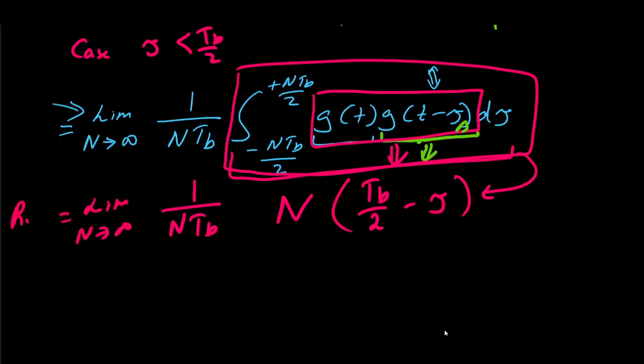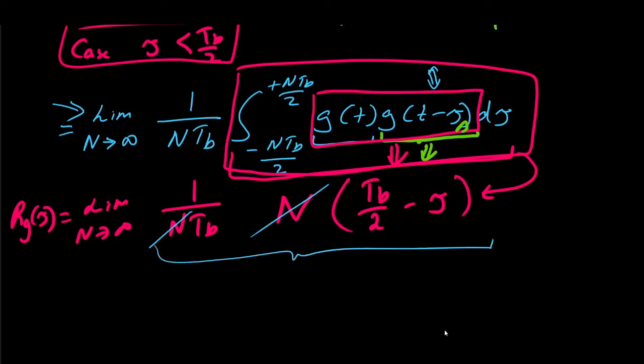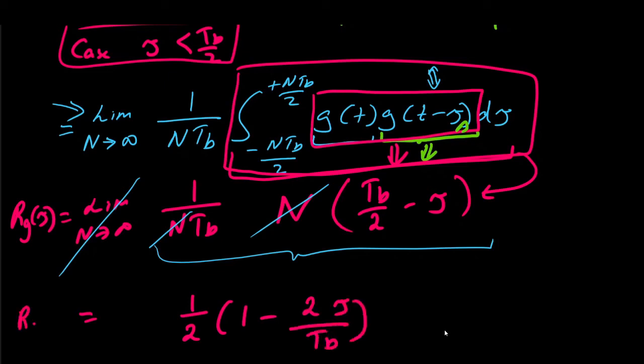So this is our autocorrelation function when tau is less than TB by 2. We can cancel n, and if we cancel n in this expression we would not have any n left, so we can remove the limit. Eventually we have simply 1 by 2 times 1 minus 2 tau by TB. This is our g of tau when tau is less than TB by 2.